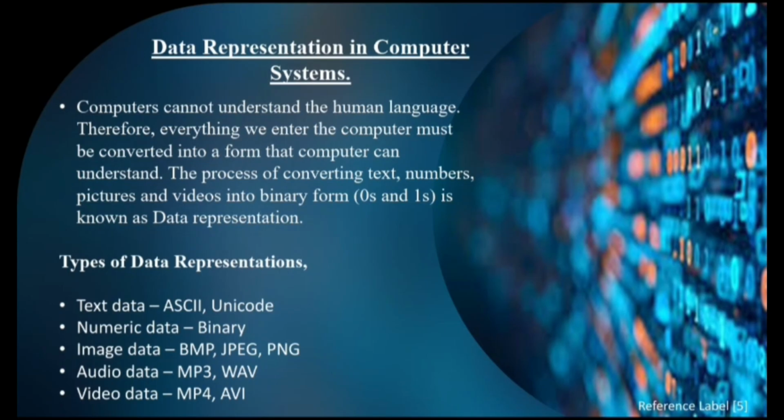There are different types of data representation depending on the kind of data. Text data is represented using ASCII or Unicode. Numeric data is stored in binary, image data stored as BMP, JPEG, or PNG. Audio data stored as MP3 or video data stored as MP4.